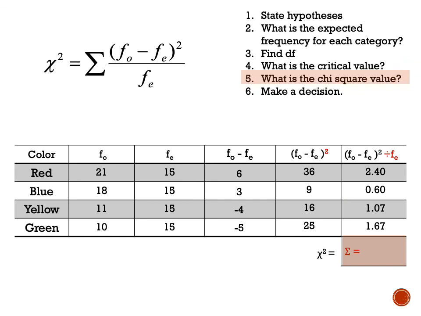And last step is going to sum everything in that last column. So add up all of those values together. So pause and do that. And here is the sum. So our chi-square is equal to 5.74. So that's our chi-square value.